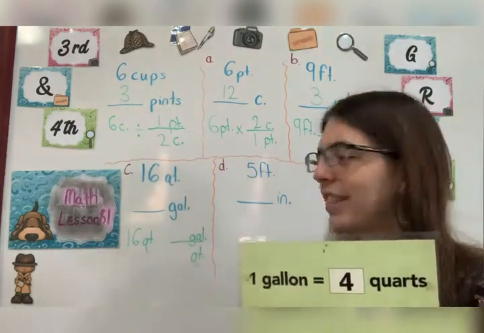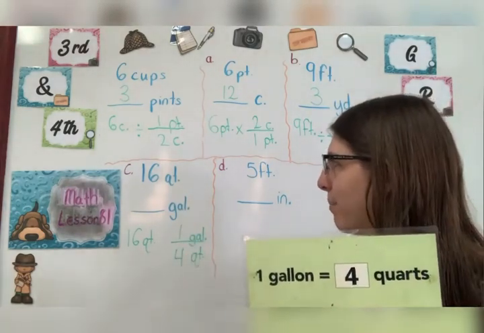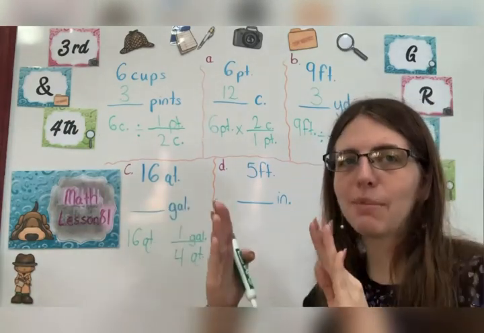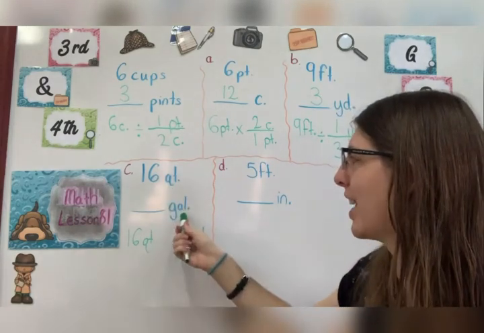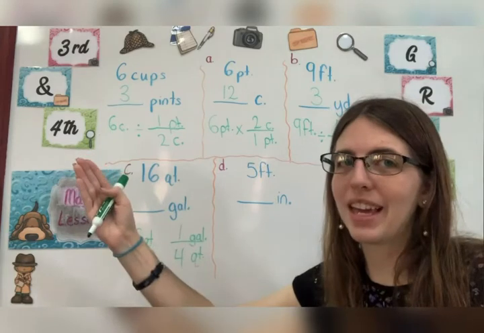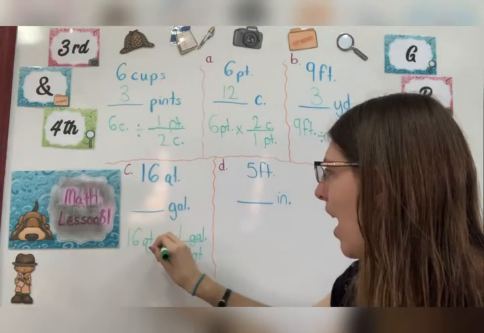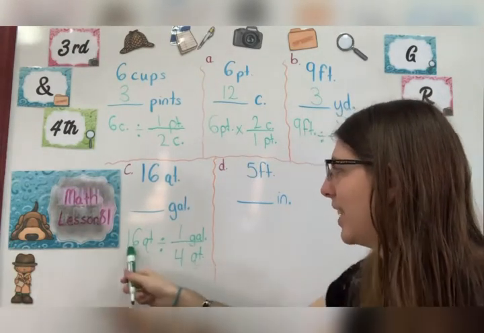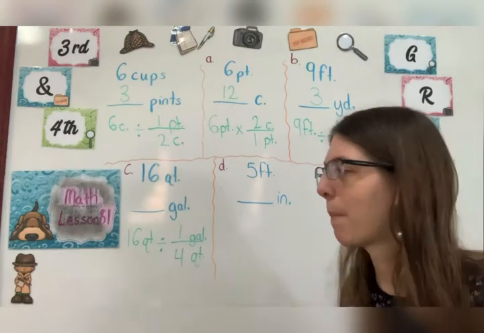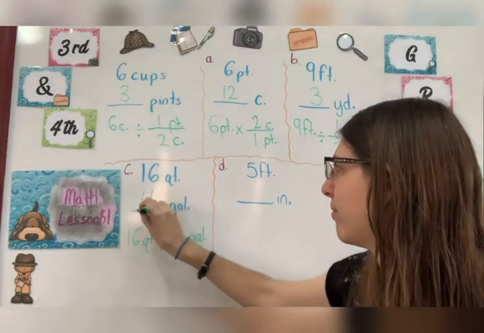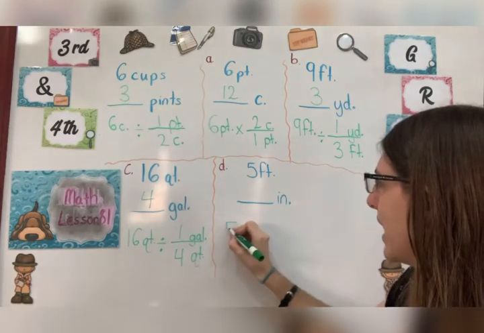So when I go to fill this in, I put 1 next to my gallon and 4 next to my quarts. So am I going from big to small or from small to big? Well, quarts are smaller and gallons are bigger. So I'm going from small to big. So I divide. I have my number that's greater than 1 on the bottom, so I divide. 16 divided by 4 is 4. Very good.